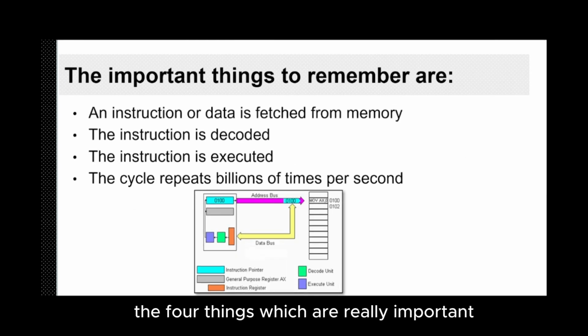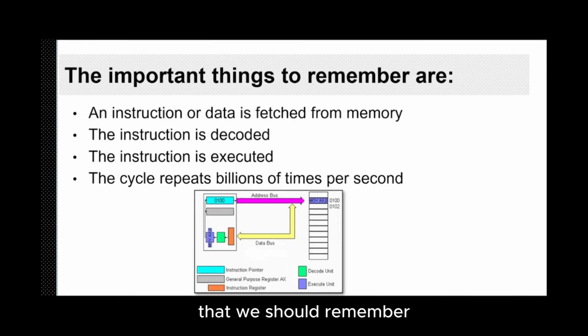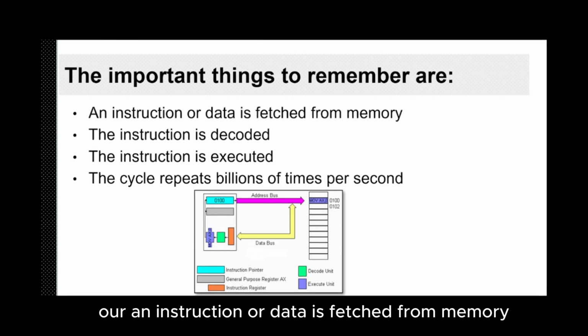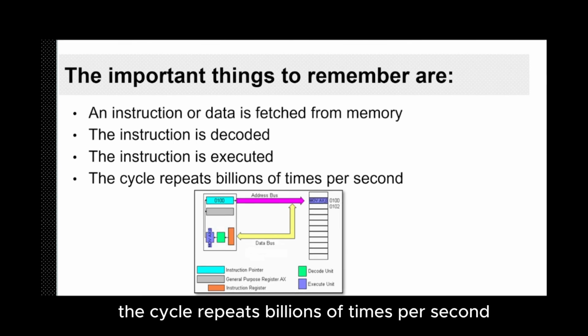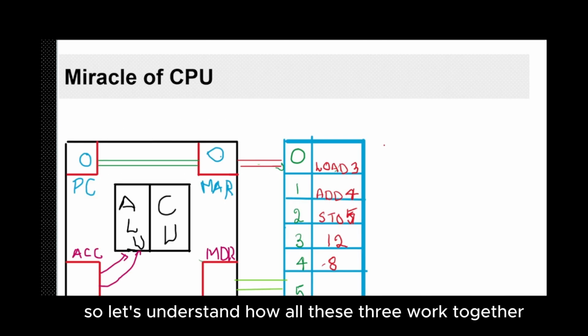So the four things which are really important that we should remember are: an instruction or data is fetched from memory, the instruction is decoded, the instruction is executed, and the cycle repeats billions of times per second. So let's understand how all these three work together.